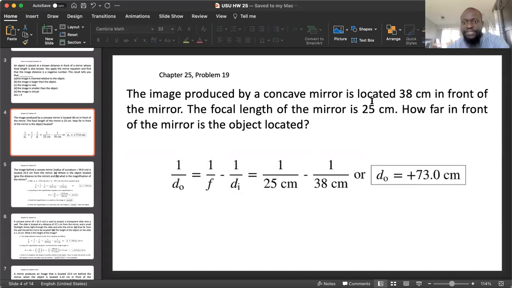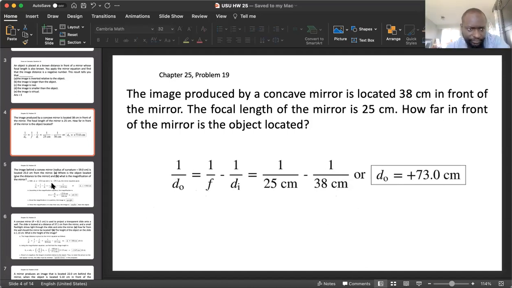Since the image is in front of the mirror, it's a real image. That's image formed in front of the mirror, so it's going to be positive. If it was virtual behind the mirror, then we're going to put a minus sign there for the 38. So it's 1 over F minus 1 over DI, both of them positive, and then you get your DO by taking the inverse of this subtraction.